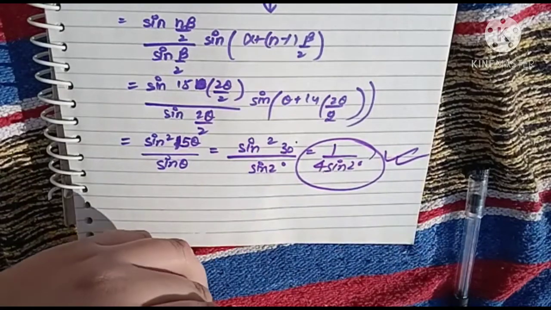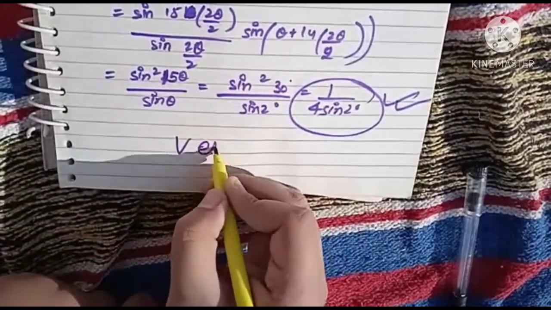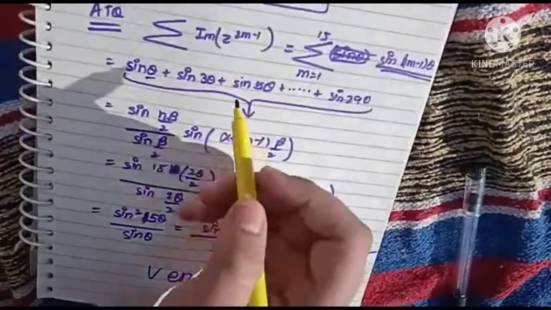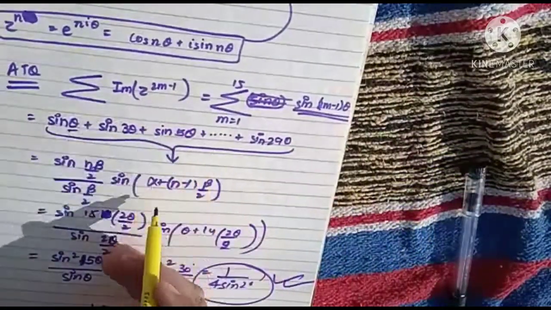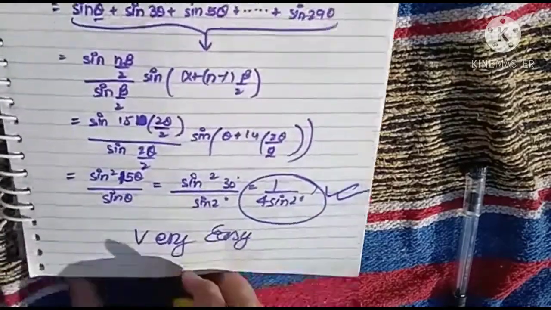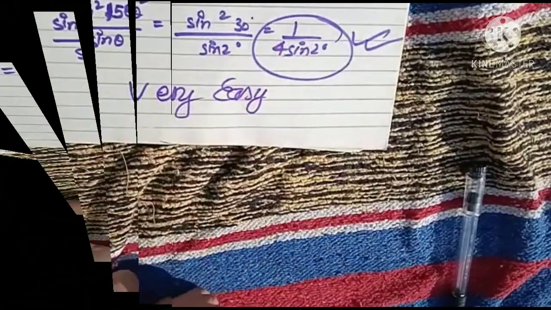This is the solution of the question, and this is a very easy question, I must say. If you know this formula, or this concept, de Moivre's theorem, then this question becomes like a piece of cake. So this is it. Thank you very much for watching.